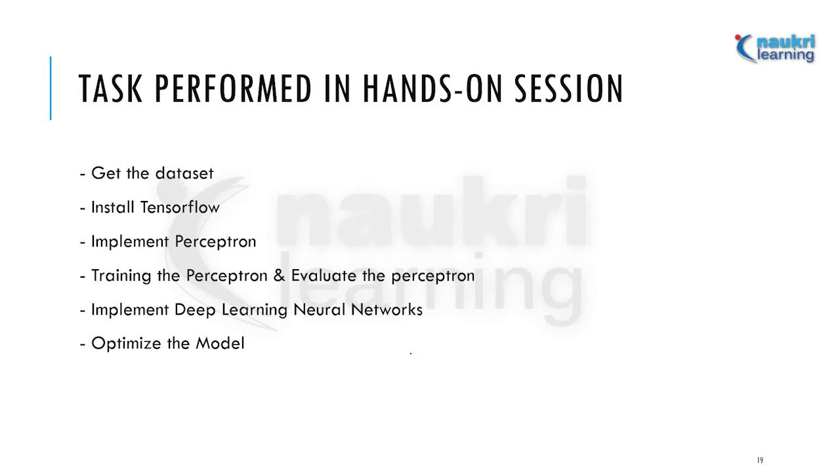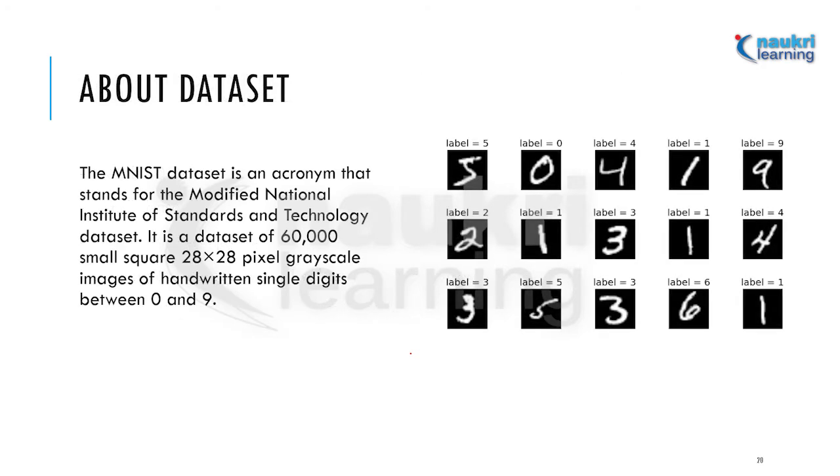Now, as I mentioned, we are going to make use of a data set, which is the classification of handwriting. This data set is called the MNIST data set. MNIST is an acronym which stands for Modified National Institute of Standards and Technology data set. Now, this is a data set where I have 60,000 small square 28 by 28 pixel grayscale images of handwritten single digits between 0 to 9.